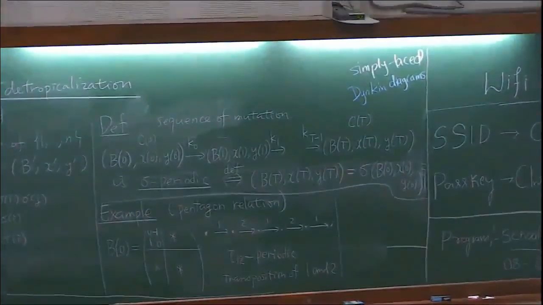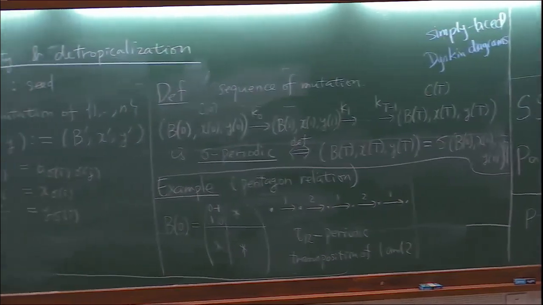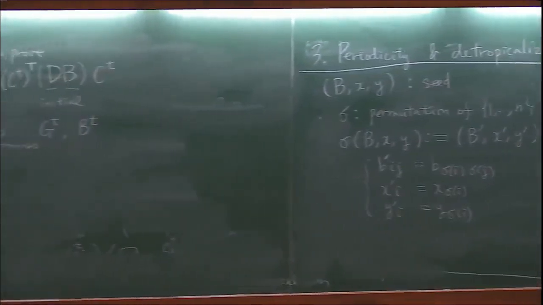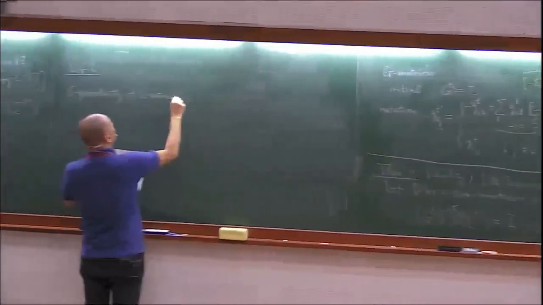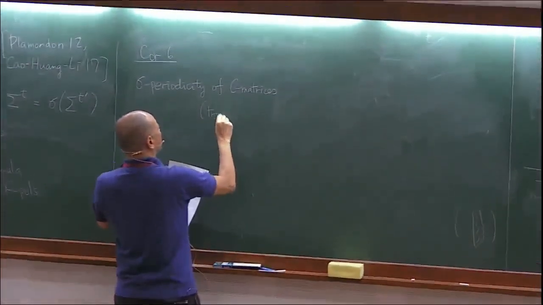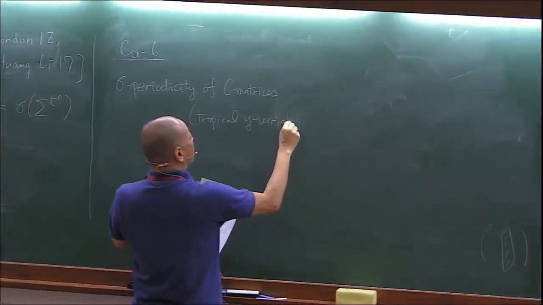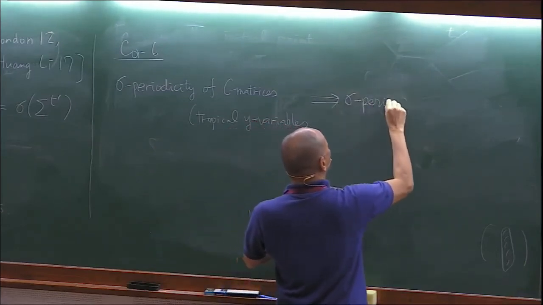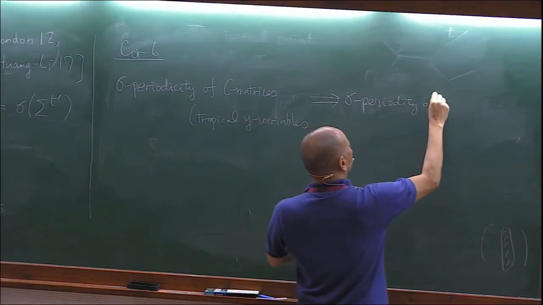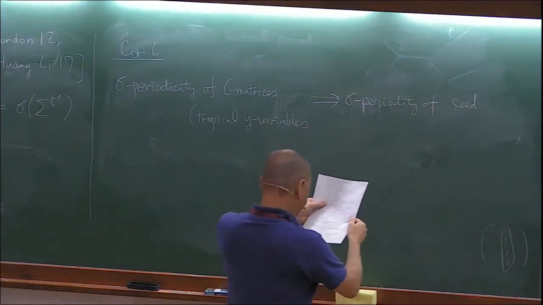So I rephrase this result in the context of periodicity in the following way. Sigma periodicity of C matrices, which is a disguised form of tropical Y variable, by the way. I have already explained this, yeah? Implies the sigma periodicity of the whole seed.